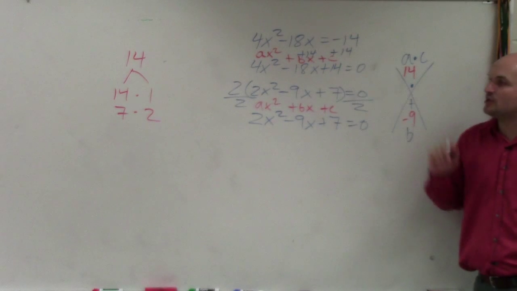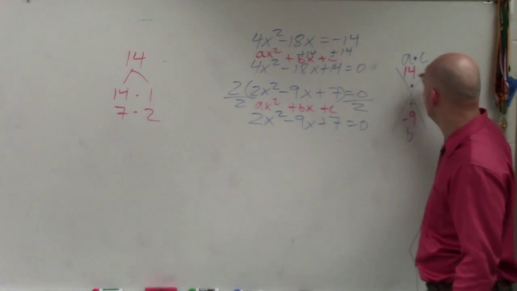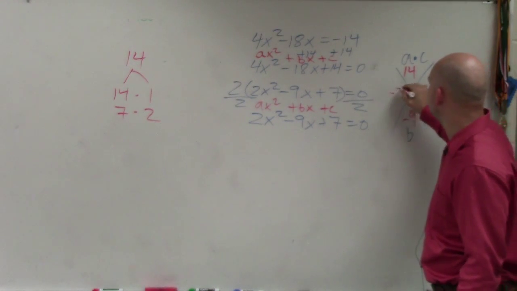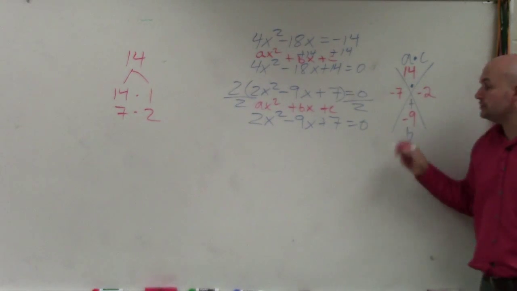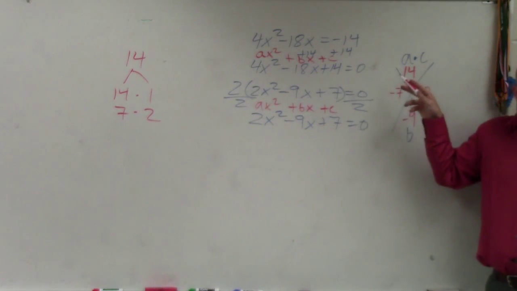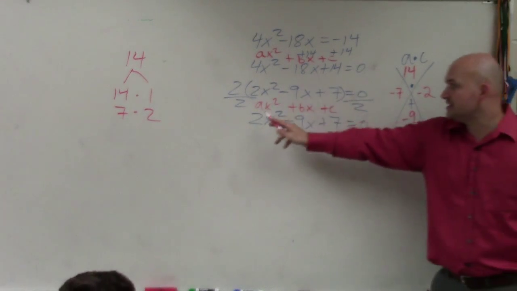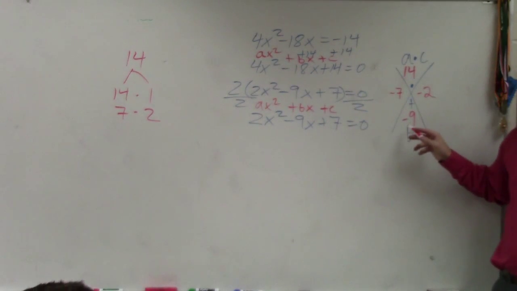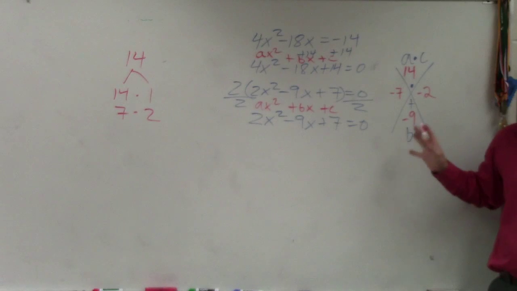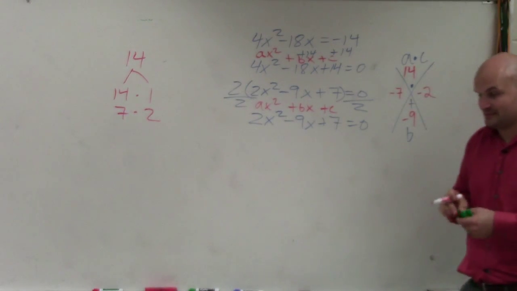So the two numbers that multiply to give you that are going to be negative 7 and negative 2. Do you guys agree with me that negative 7 times negative 2 gives you a positive 14, which is a times c, but then they add to give you negative 9? Yes? OK. Here's where the big mistakes come in.